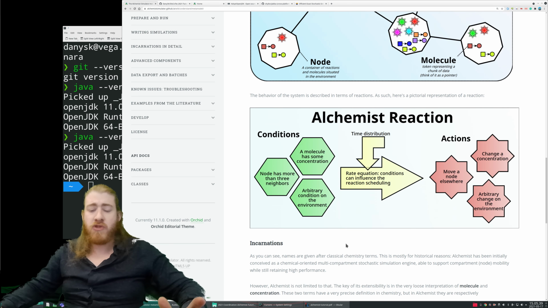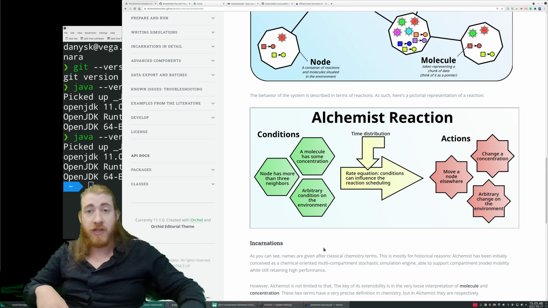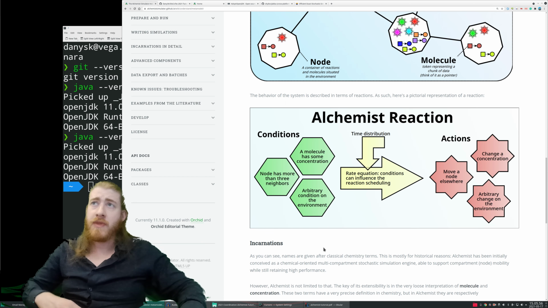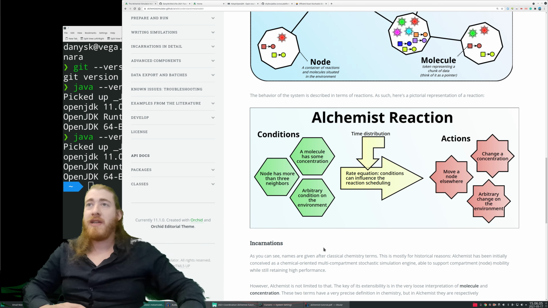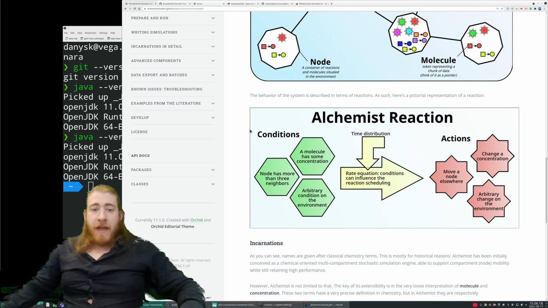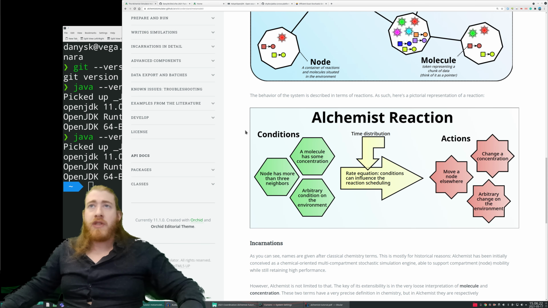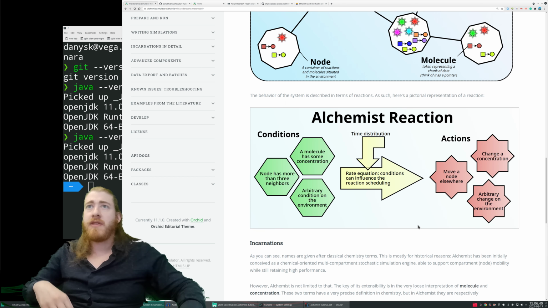How are they made? Obviously, we inherit a little bit of the nomenclature from the original Gibson-Bruck work, from which we took inspiration for the Alchemist engine. That work was focused on exact stochastic simulation of chemistry. So, of course, we use the term reaction to identify the events that can evolve the state of the system. An Alchemist reaction is composed of a set of conditions, which are basically predicates on the environment, that cause a set of actions, a set of changes in the environment.